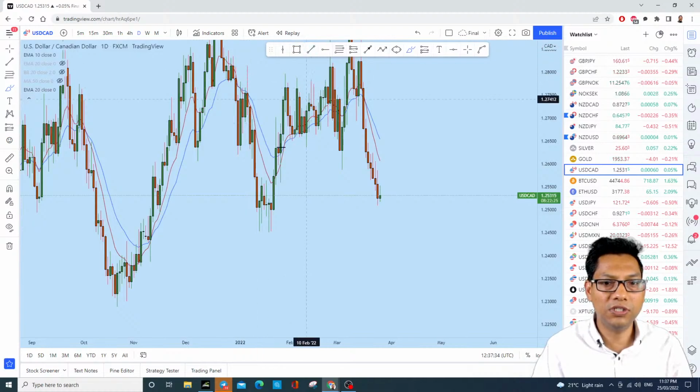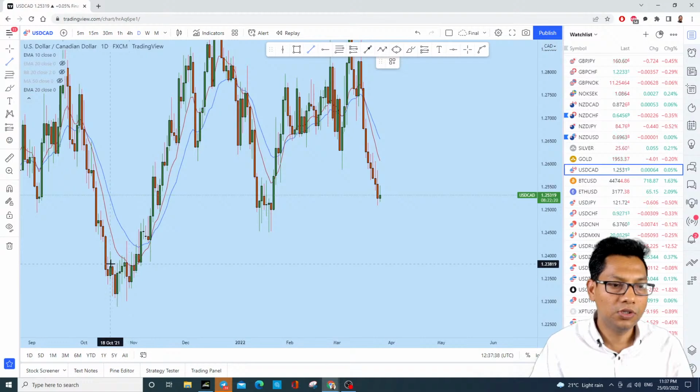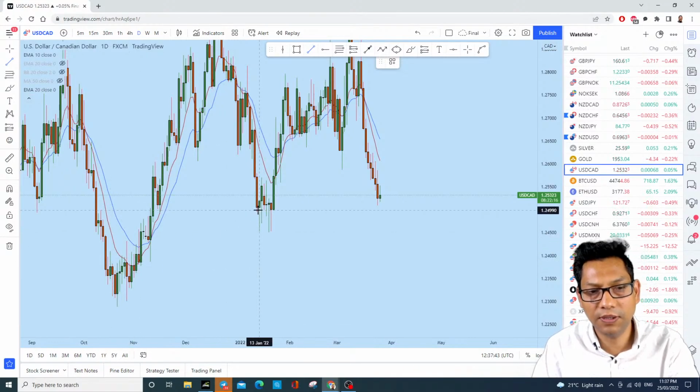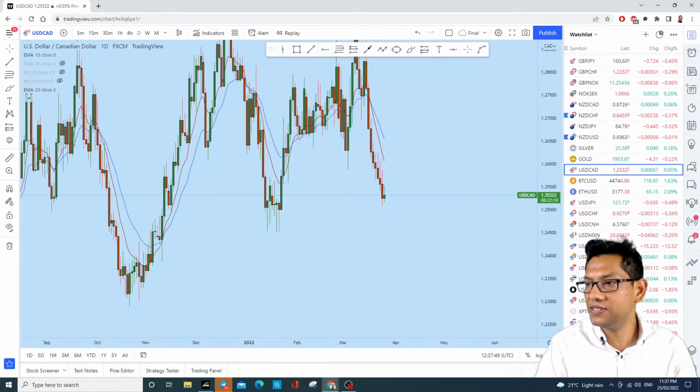If you draw this trend line, let me draw it. So okay, there is a support here. The price is approaching this support. So I think that USD CAD is still bearish, okay, because of the oil price.